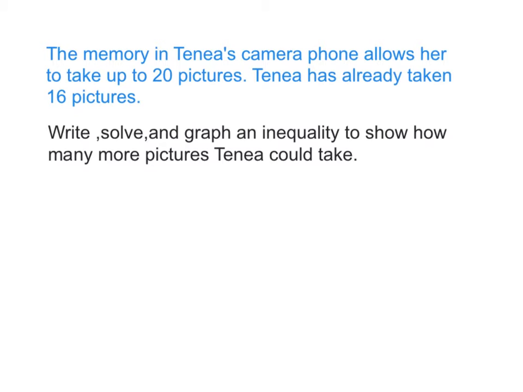Tania's already taken 16 pictures. What we're asked to do is write, solve, and graph an inequality to show how many more pictures she could take. So let's think about this. She's already taken 16 pictures. She can take up to 20, which means we're going to be adding on a certain number of pictures.